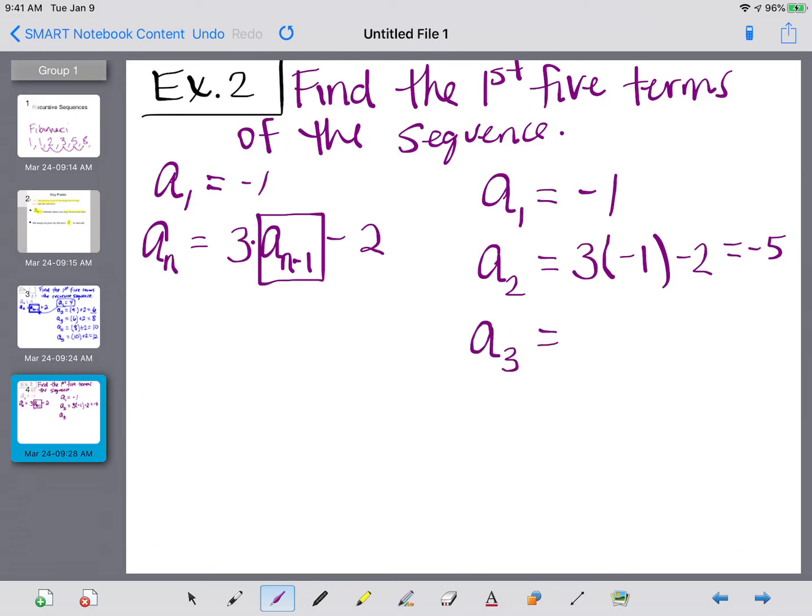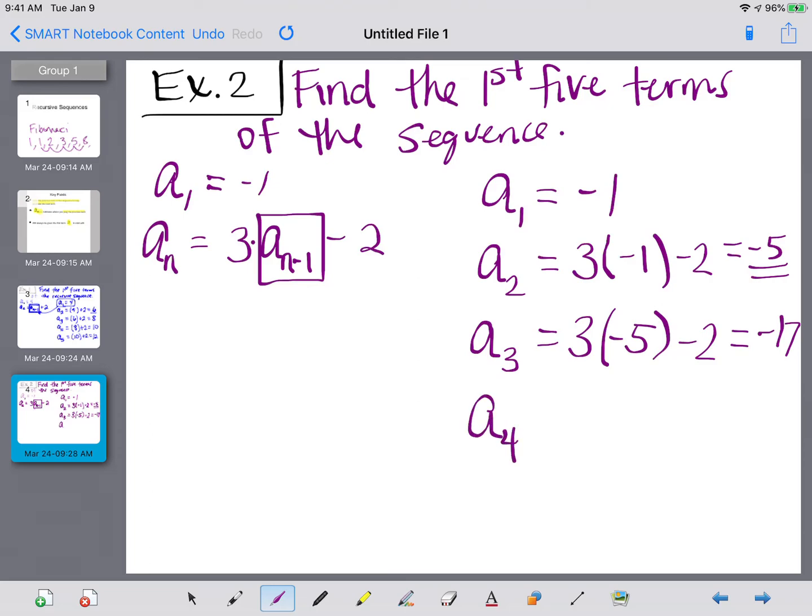To find the third term in the sequence, we need to use the previous term of -5 and put it in the same spot where we put -1 when we were finding a sub 2. So we have 3 times -5 minus 2. That's -15 minus 2 gives us -17.